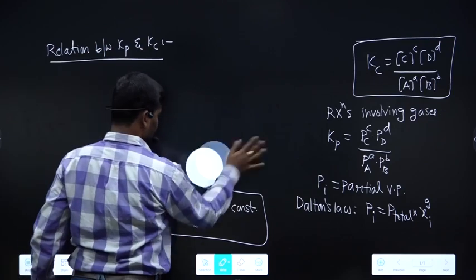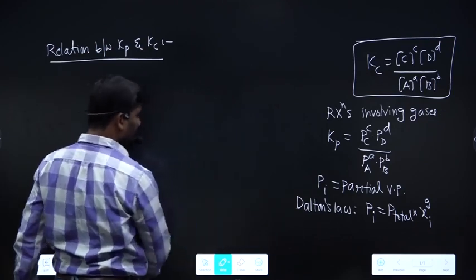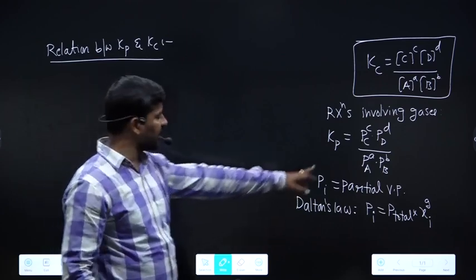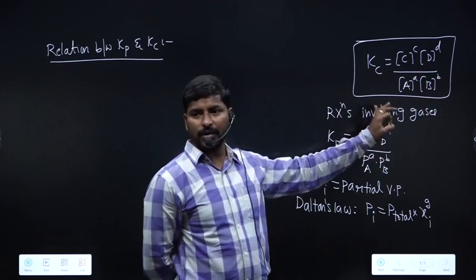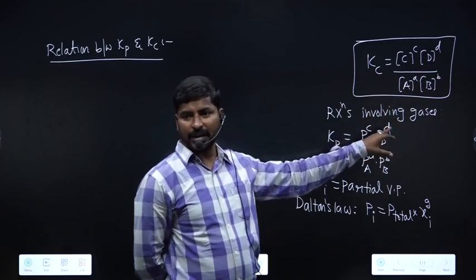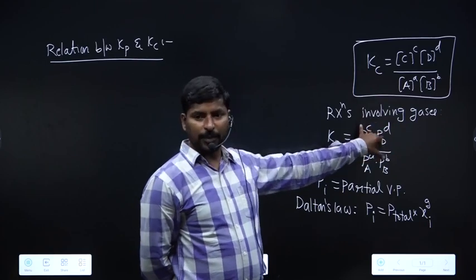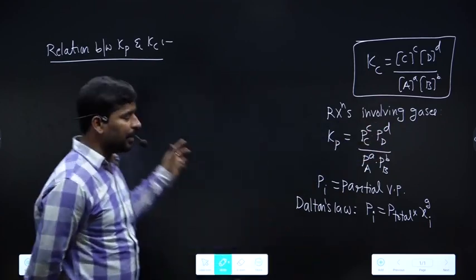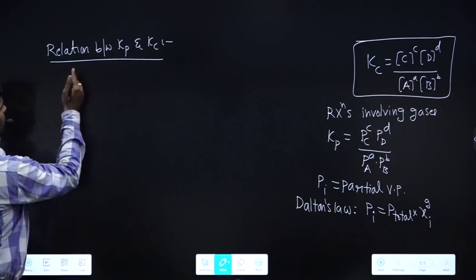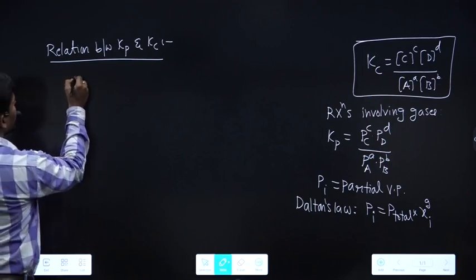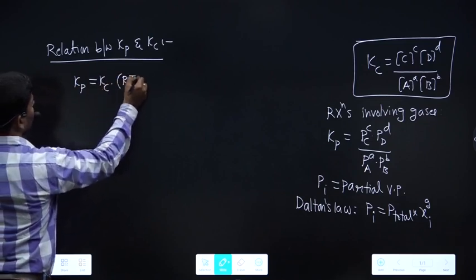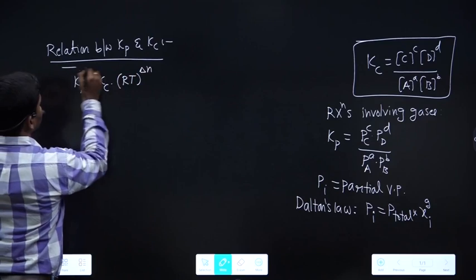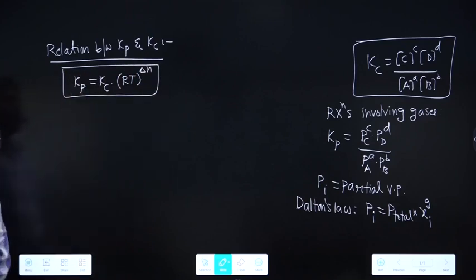I am giving the direct equation that we can get by using the ideal gas equation. Let us consider gases behave ideally. If gases behave ideally, then PV we can write as nRT. So in the place of P, if you write nRT by P, then finally the relation is Kp is equal to Kc into (RT) whole power delta n.